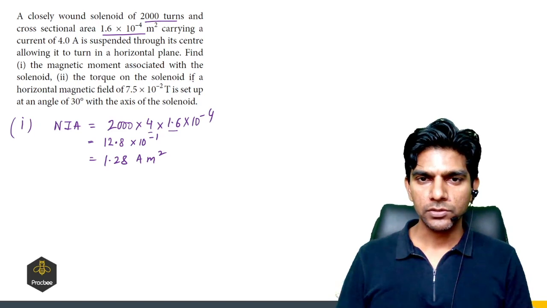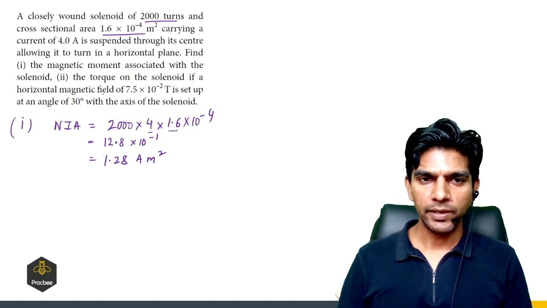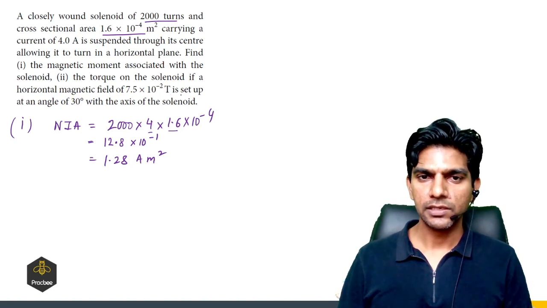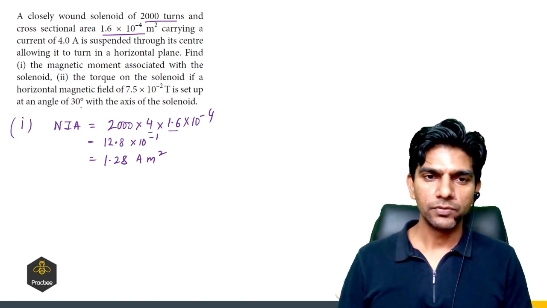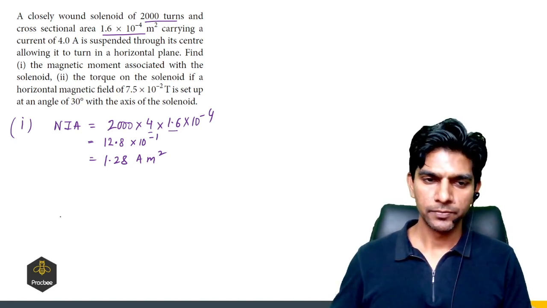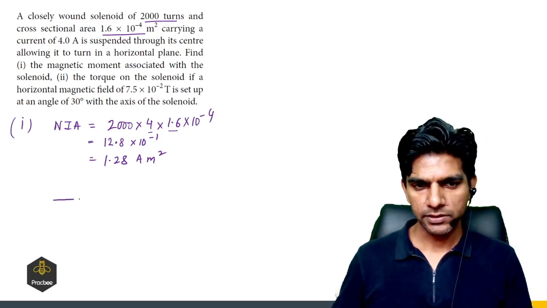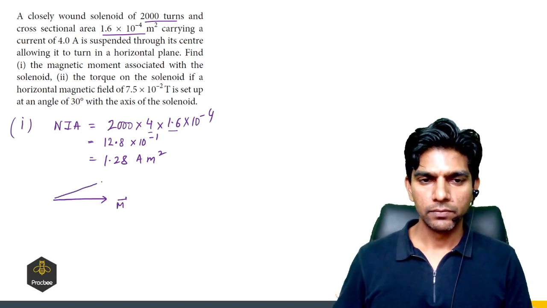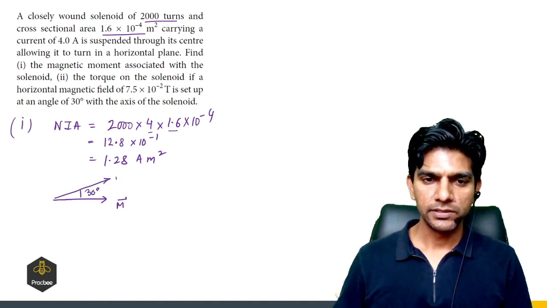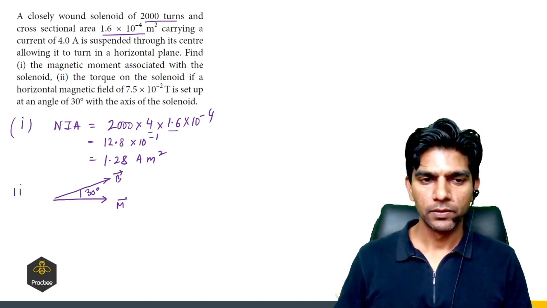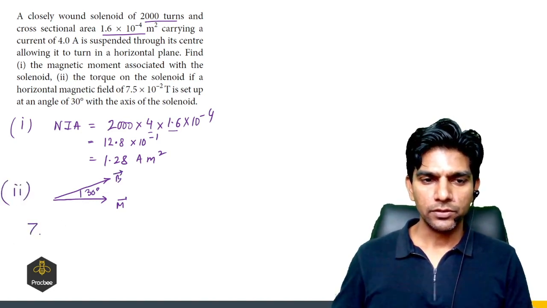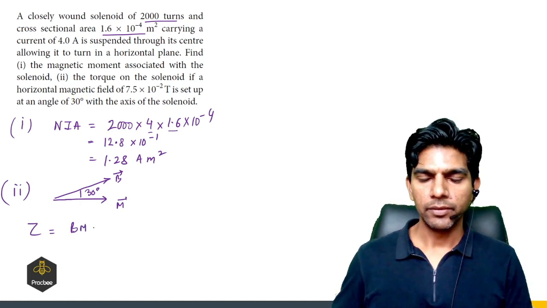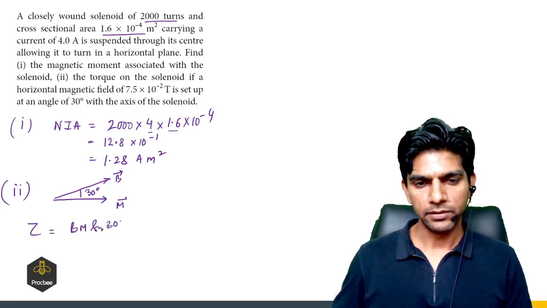Now the torque on the solenoid, if a horizontal magnetic field of 7.5 into 10 raised to minus 2 Tesla is set up at an angle of 30 degree with the axis of the solenoid. So this is the magnetic dipole moment, and this angle is 30 degree. This is the magnetic field.